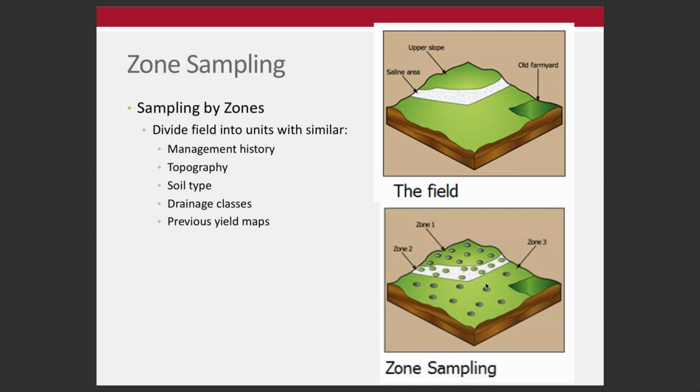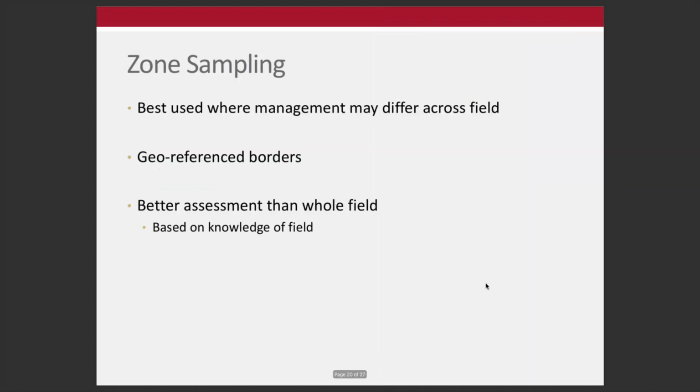So zone sampling requires some sort of known history of the field. Okay, zone sampling is best where management may differ across the field. So I would argue that it's good to know how soils are, how they vary, and what some of that spatial variability is. But it's really going to benefit you if you might apply fertilizer rates or lime at different rates depending on what zone you're in.